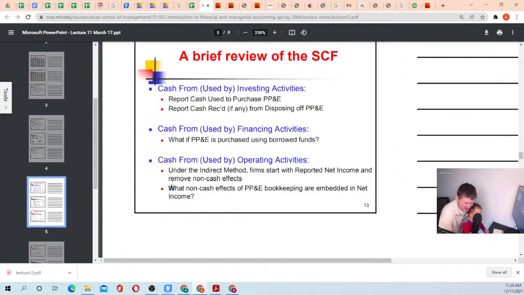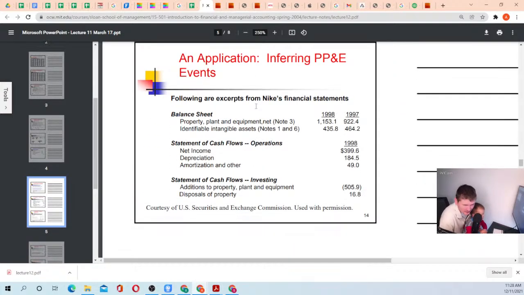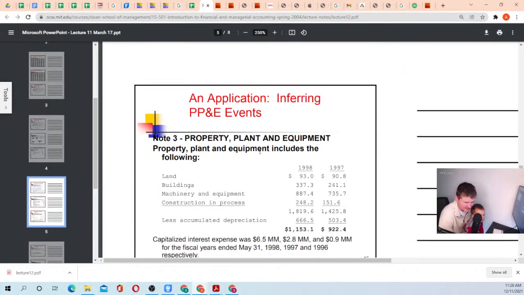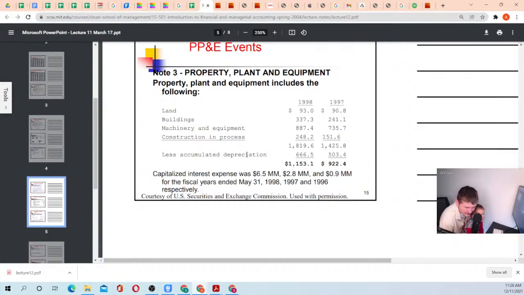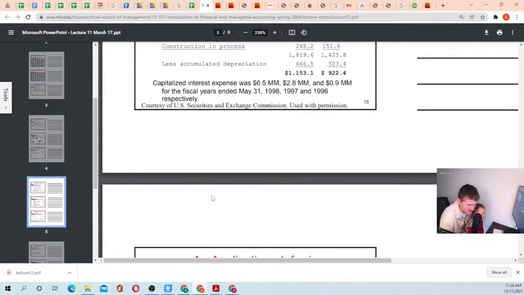Okay, so we figure out non-cash effects from PP&E bookkeeping. And the last part is practice. So what do we see here? We see change in equipment balances and intangible assets. We have depreciation and amortization. We have additions and we have disposals. And the exercise they are offering us to do here is to... Oh, we also have capitalized expense.